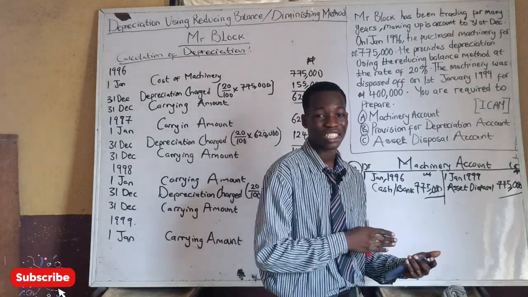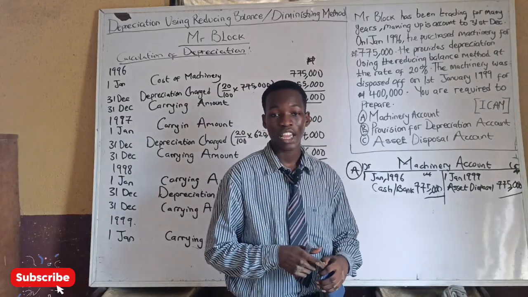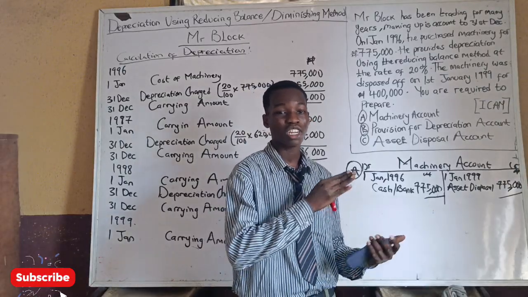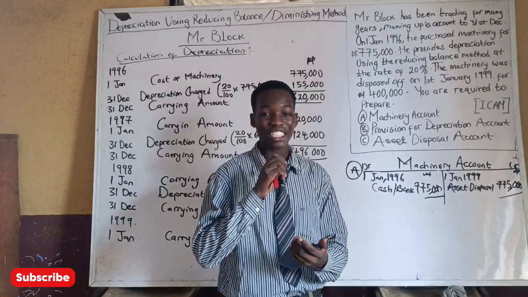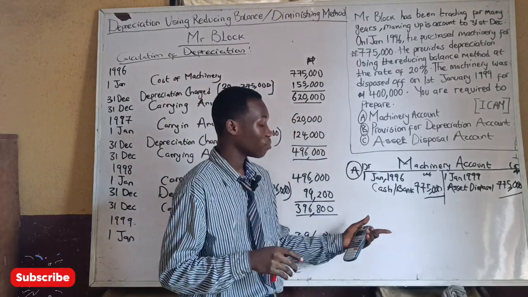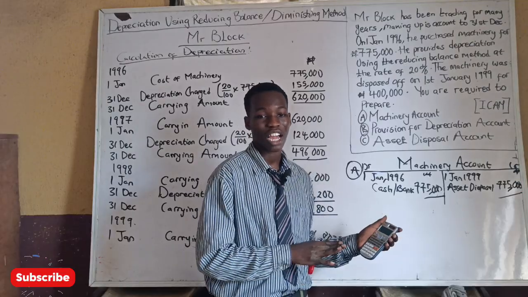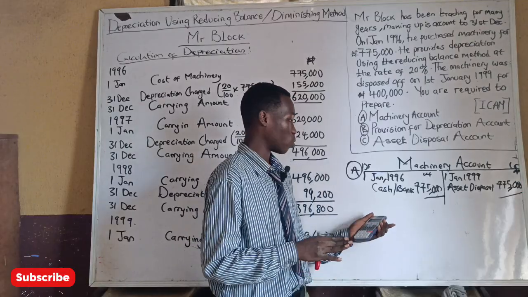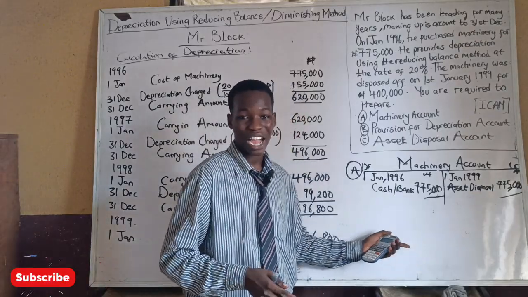It's no more recognized in our books of accounts because the time for recognition is over, or there is no recognition for the machinery again, since the estimated useful life of the machinery has come to an end. So it does not have any life, no use anymore, and we have disposed of it. So we have to close down the account.